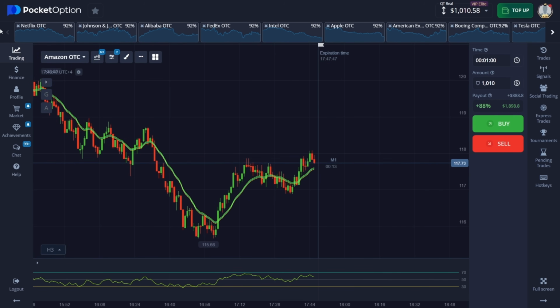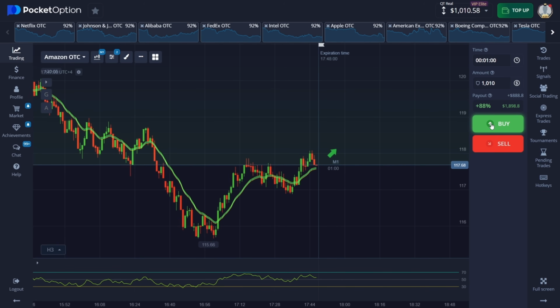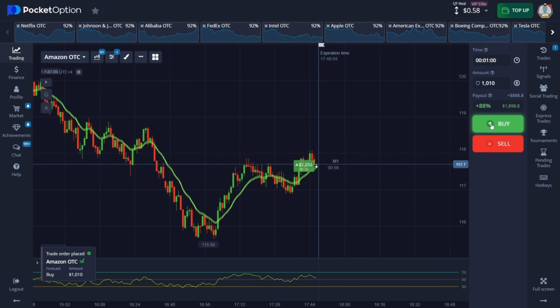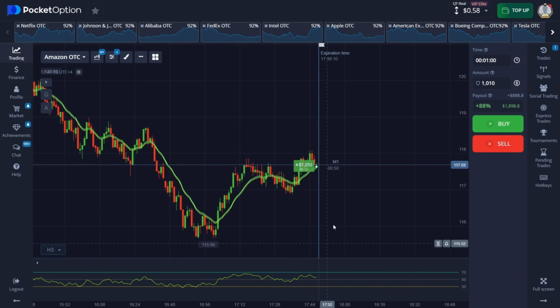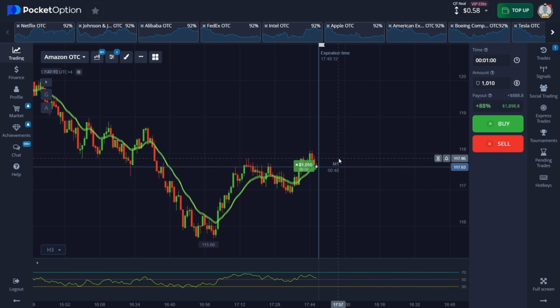Alright, we have a trade on Amazon OTC. If this candle closes as a red candle near the envelope level, we can try for the upside move. The candle closed near the envelope level, so I placed a trade for the upside move worth $1,010 on Amazon OTC. As you can see, the RSI line also touched the 50 level, and there was an uptrend, so that's why I took this trade for the upside move.